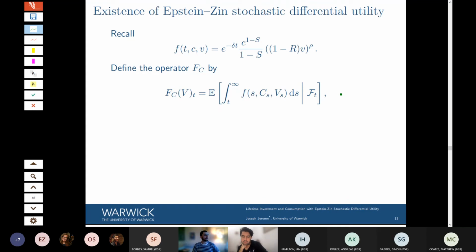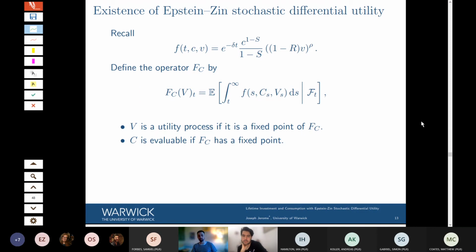So now we need to show existence, because at the moment we don't actually know anything about whether these objects exist. So we could just be optimizing over the empty set, and obviously that is not something we want to do. So this is our Epstein-Zin aggregator, and we're going to define this operator f subscript c. And you see that V is a utility process if and only if it's a fixed point of this operator, right? So if and only if Vt is equal to f_c(V)t for all times t. And then similarly, c is going to be evaluable if this operator has a fixed point.